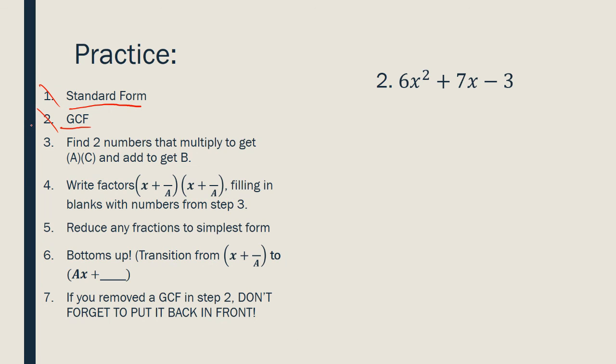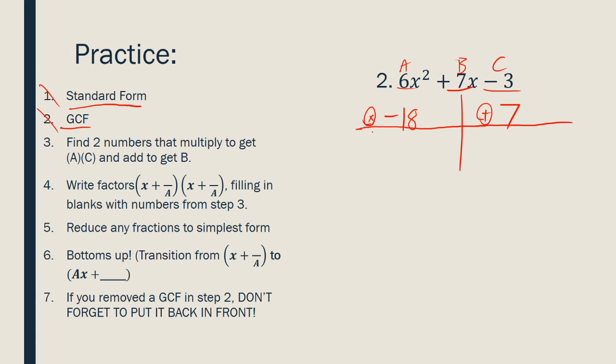Next, I need to find 2 numbers that multiply to make AC and add up to get B. Well, this is A, B, C, since my quadratic is in standard form. So A times C, 6 times -3 is -18. So I need to find 2 numbers that multiply to make -18 and add up to 7.